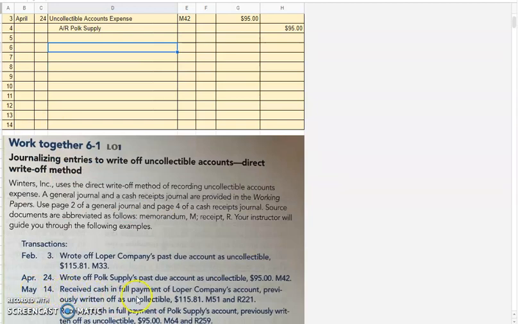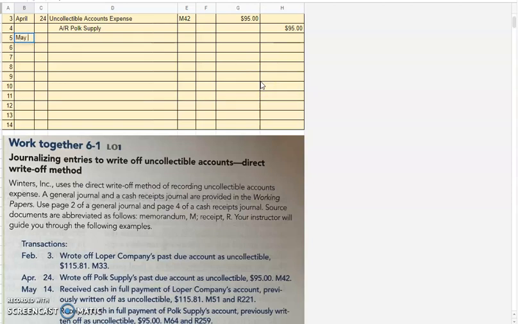All right, the next one is a little different. May the 14th, we received cash in full payment of Loper Company's account previously written off as uncollectible, right? Up here on February 3rd, we wrote it off. We said we're not going to get any money from them, but now here on May 14th, they sent us money, and we're not going to turn that away. So if we received cash in full payment, we need to reopen the account. So we'll do that here in the general journal so that we can then collect from them, okay?